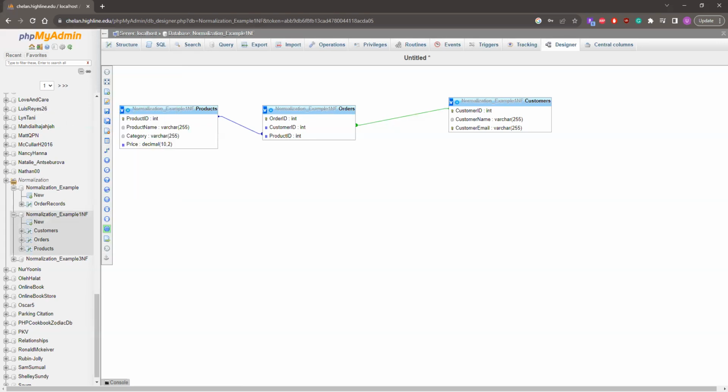All non-key attributes are fully functionally dependent on the primary key. In this case, it is not dependent on each other. This ID is coming from here, this ID is coming from here. There's no other IDs here, and all this other extra information is dependent on this one primary key. So this is already 2NF. So we don't need to worry about it.